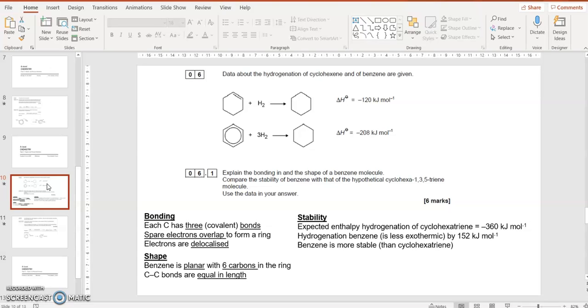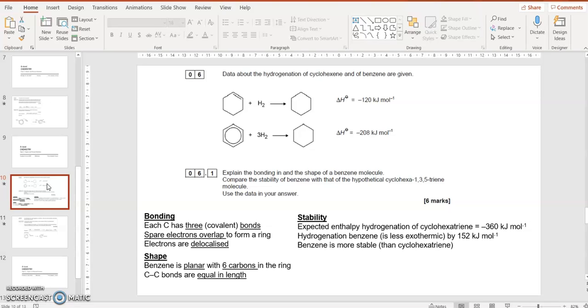Let's have a look at the enthalpy data then. When a hydrogen adds across that double bond with electrophilic addition, it releases 120 kilojoules per mole of energy. How do I know that energy is released? Because it's minus, it's exothermic. So surely when I add 3 hydrogen molecules instead of 1 across the ring, it should be minus 120 multiplied by 3. It should give out minus 360 kilojoules per mole of energy, but it doesn't. It only gives out minus 208. So it doesn't give out 152 kilojoules per mole of energy.